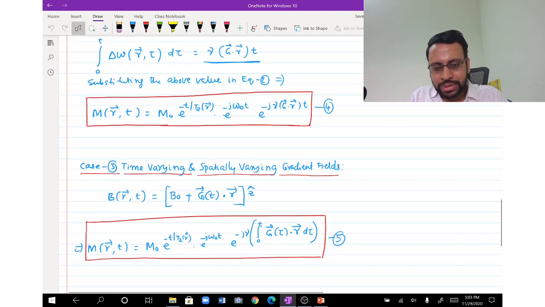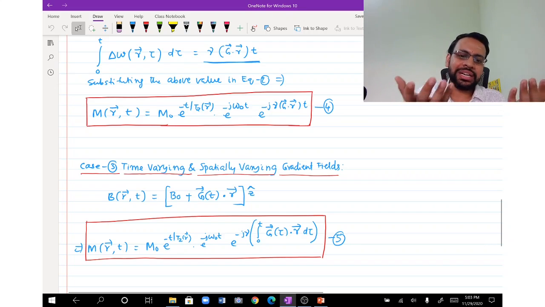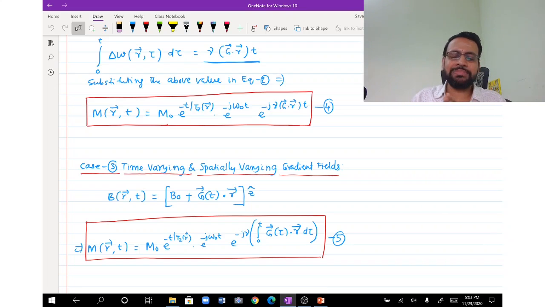Earlier, this function was only varying spatially, so you treated it as a constant and simply multiplied with t. Now all you need to do is put that function there and integrate it with respect to time analytically. Perhaps if you can express your g bar of t analytically, you will get an analytical expression there, and that's what you are going to get as your M.